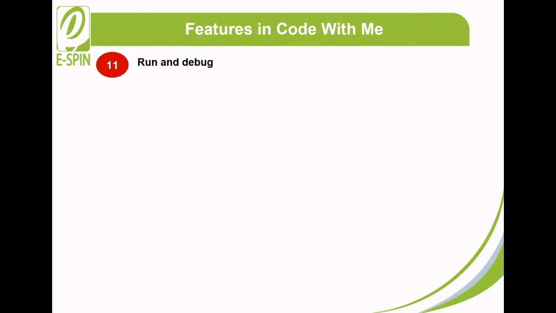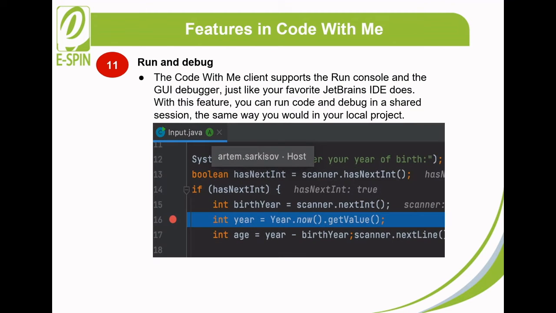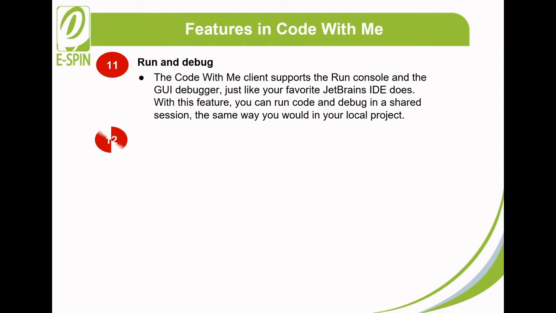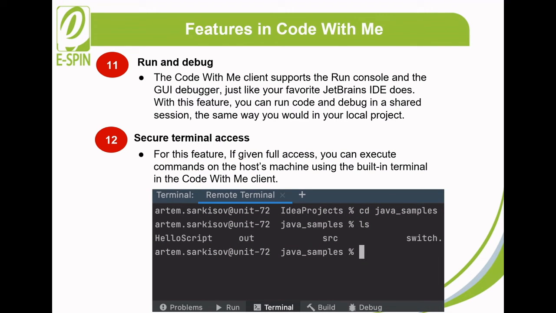11. Run and debug. The Code With Me client supports the Run console and the GUI debugger, just like your favorite JetBrains IDE does. With this feature, you can run code and debug in a shared session the same way you would in your local project. 12. Secure terminal access. For this feature, if given full access, you can execute commands on the host machine using the built-in terminal in the Code With Me client.